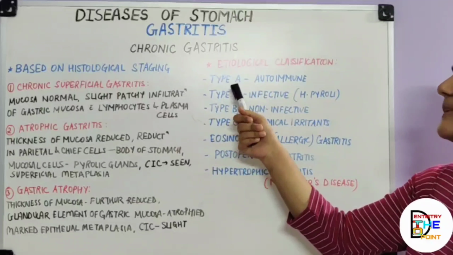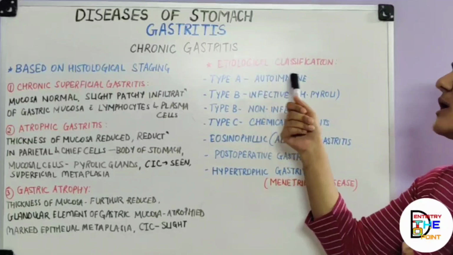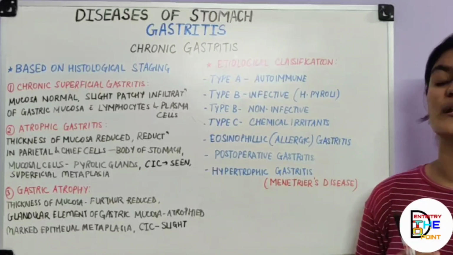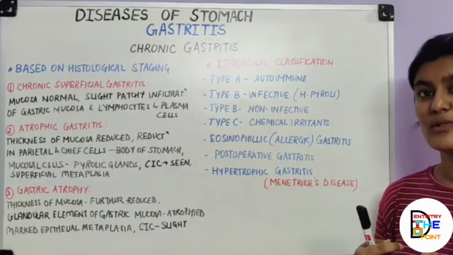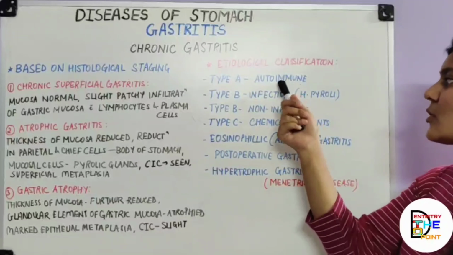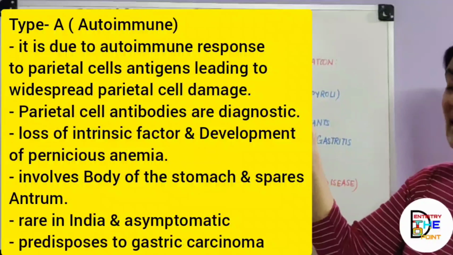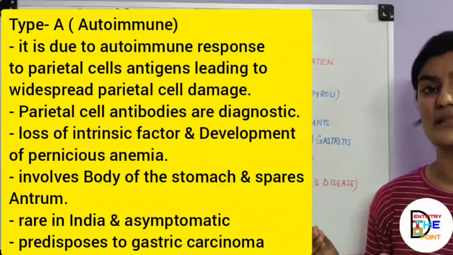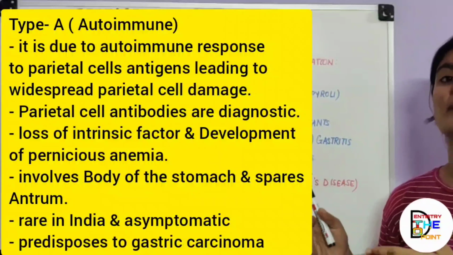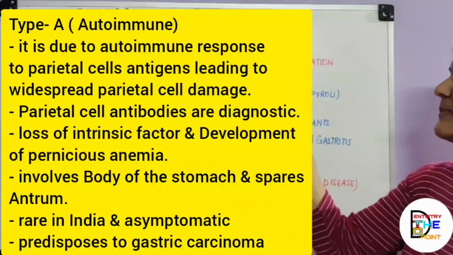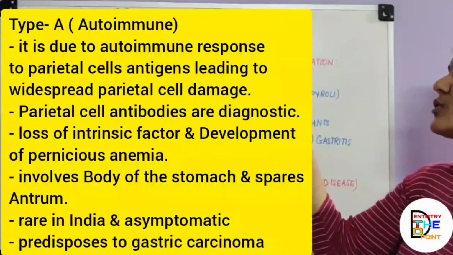So first you have type A, that is autoimmune. So this is also a cause for chronic gastritis, that is autoimmunity. Now it is always clear that autoimmunity is nothing but when the body's immune cells start killing their own healthy cells. So this type of gastritis में क्या होता है? The autoimmune responses of the body are against your parietal cell antigens and they cause widespread parietal cell damage. उनके जो अच्छे parietal cells हैं, those are getting damaged in type A, that is autoimmune chronic gastritis. So obviously parietal cell antibodies are going to be diagnostic of such type of gastritis.